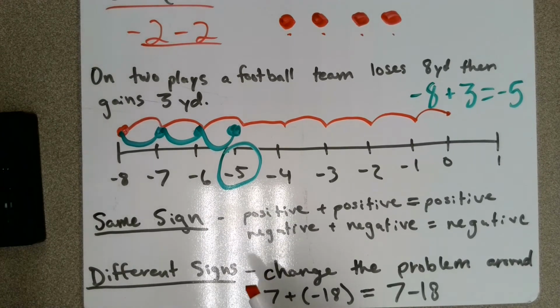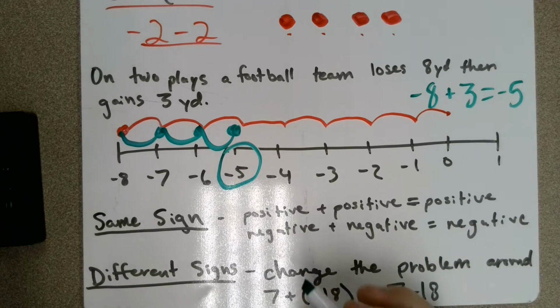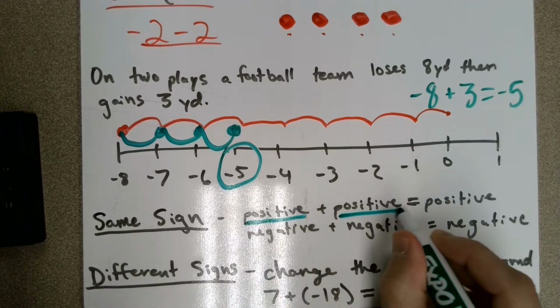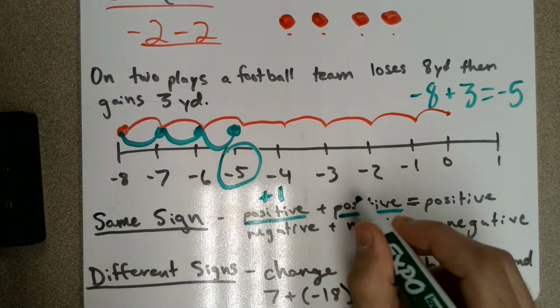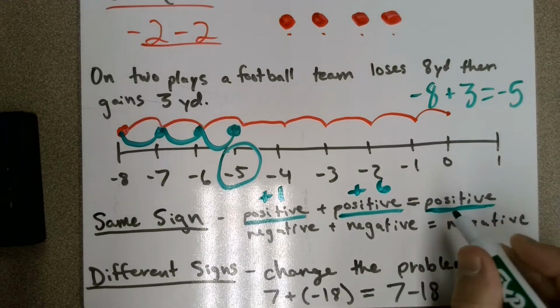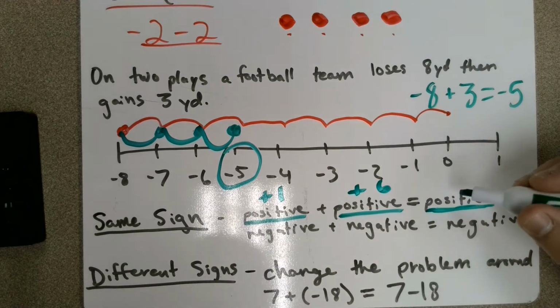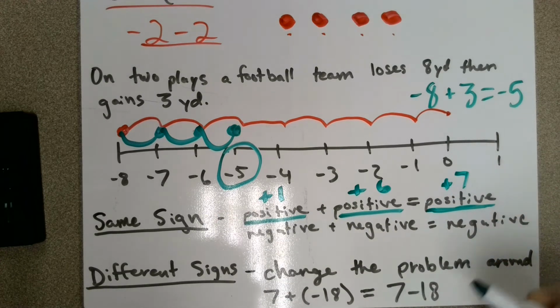We're talking about same sign addition and subtraction. If I'm adding a positive to a positive, a +1 to a +6, it's always going to equal positive. It will never be negative if I have two positives. Positive 1 plus positive 6 would be positive 7.